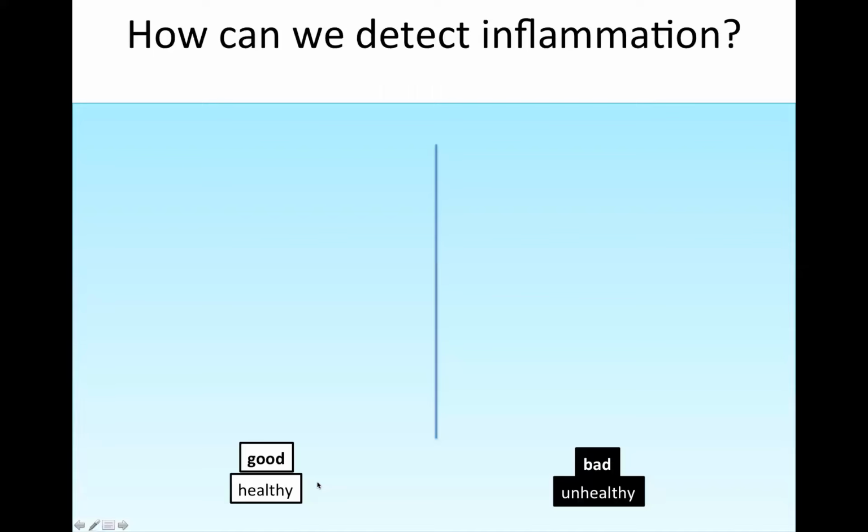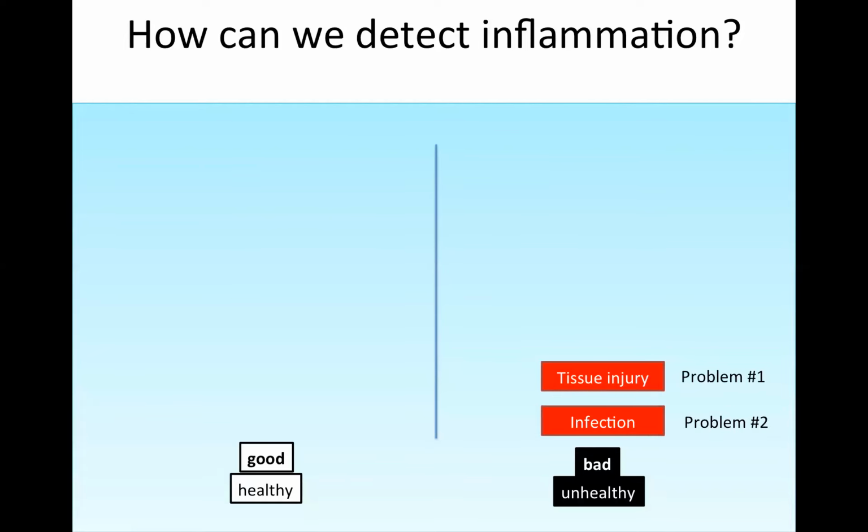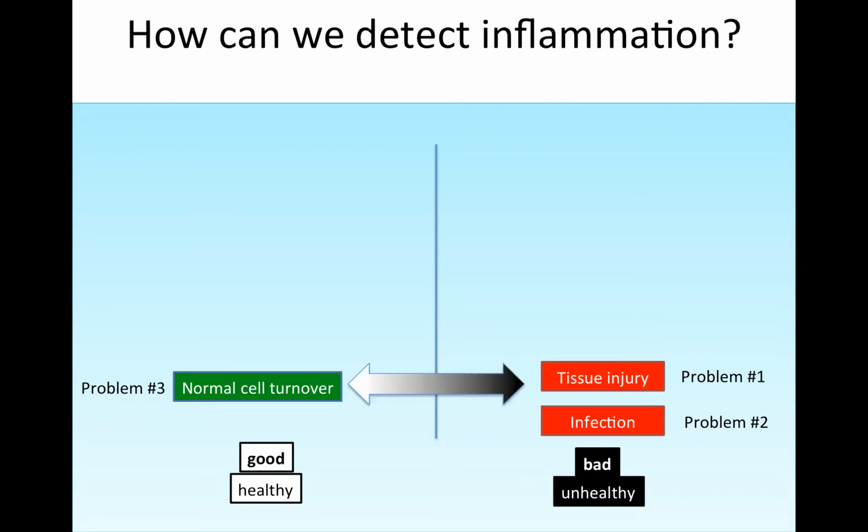So let's start with inflammation. How can we tell whether something is good or bad, or healthy or unhealthy? If we can see a tissue injury, that's definitely unhealthy. Or if we can see an infection, that's unhealthy. On the other hand, the normal cell turnover in our body is absolutely healthy. We do not see any harmful event in that one.